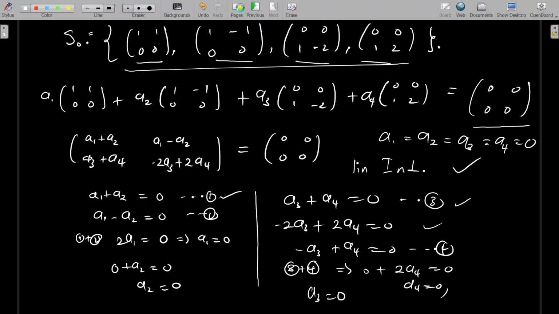Now the other part that we are supposed to show is that the span of S naught gives the whole matrix, that is, all the matrices that you can find in the 2 by 2 square matrix vector space.